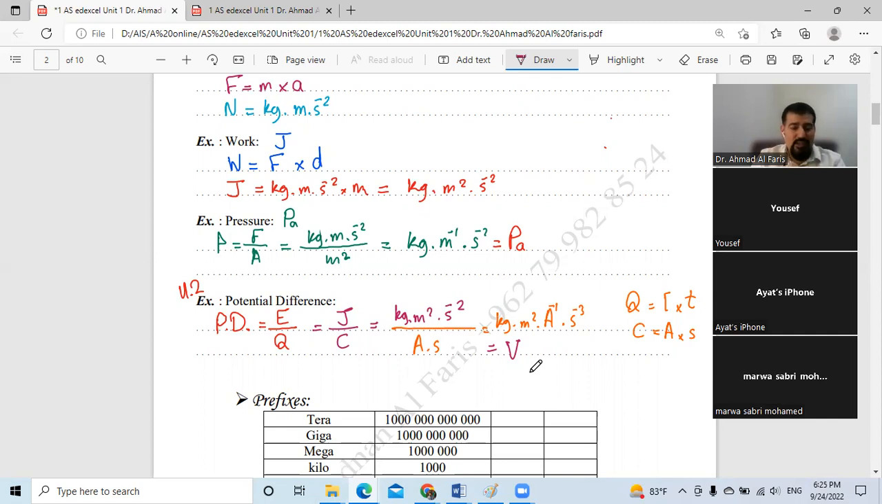Kinetic energy and potential energy have the same unit as joule, as work. Okay, Lama, I'll show you. For example, the kinetic energy, which is joule.